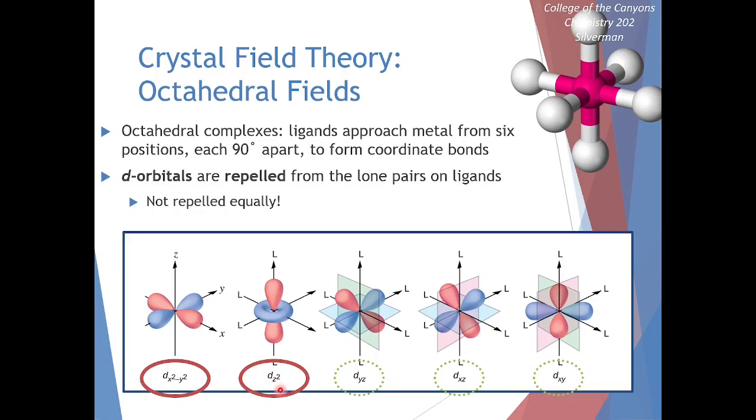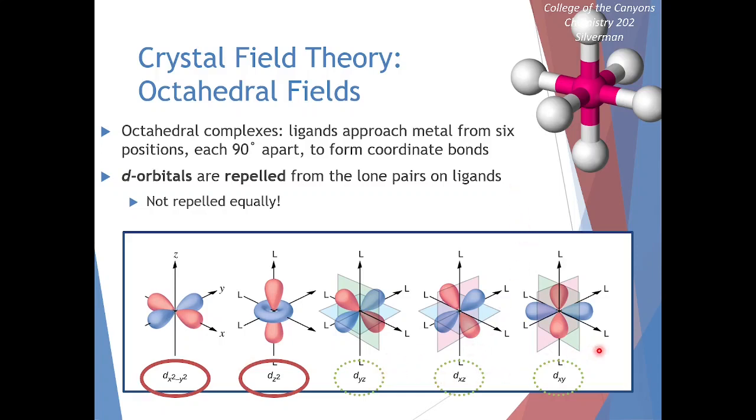Same thing for the dz squared orbital. We have a lot of electron density on the z axis, and we have 2 ligands that are also trying to come in on that z axis. We also have this donut with a little bit of electron density on the xy plane, well, we also have 4 ligands coming in on that xy plane, also causing some repulsion. These 2 orbitals have a lot of repulsion with those incoming ligands. They'll be raised to a much higher energy level.